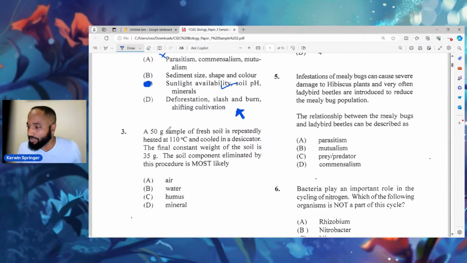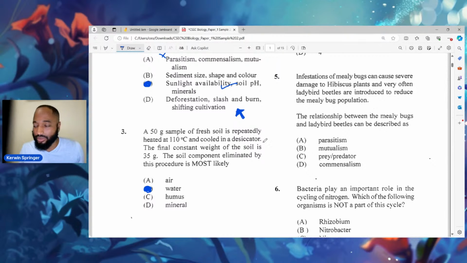A 50-gram sample of fresh soil is repeatedly heated at 110 degrees and cooled in a desiccator. Oh yeah, the final answer. This feels like I'm walking back in memory lane as I do these questions. The soil component eliminated by this procedure is water. It's getting rid of all the water. You're drying it out.